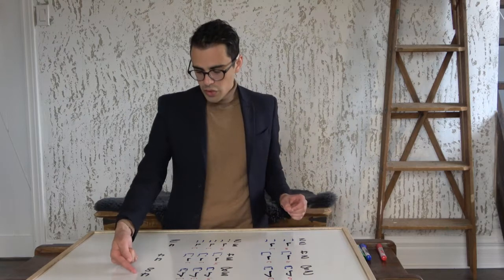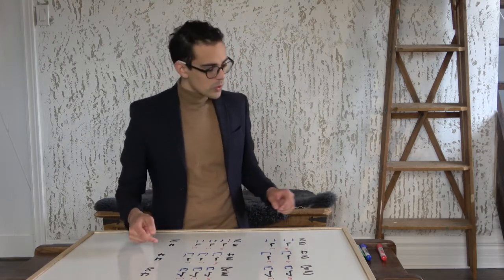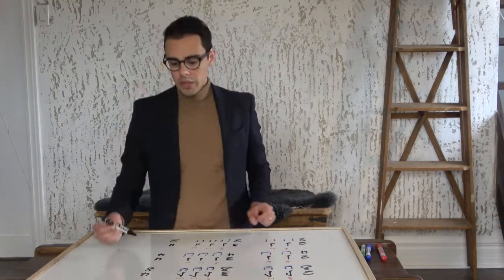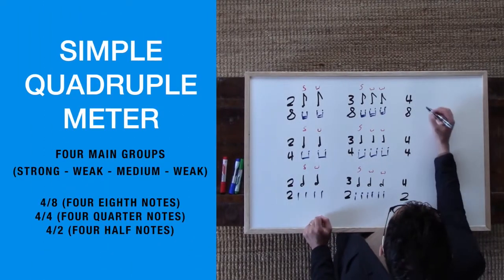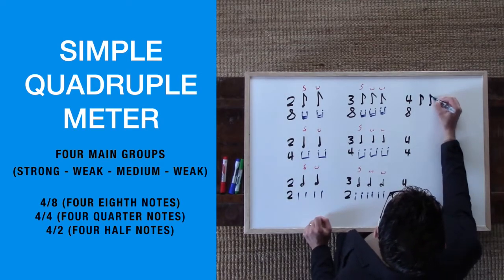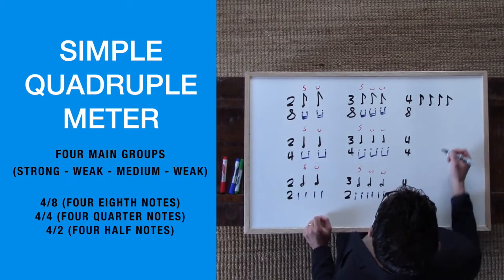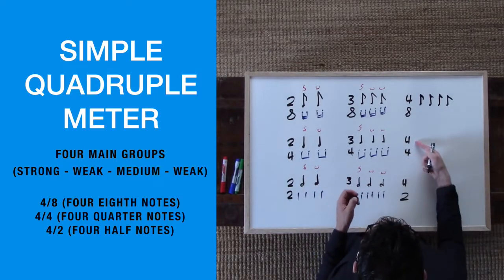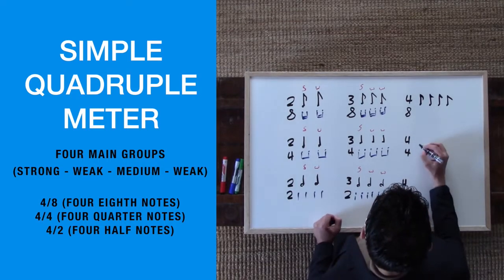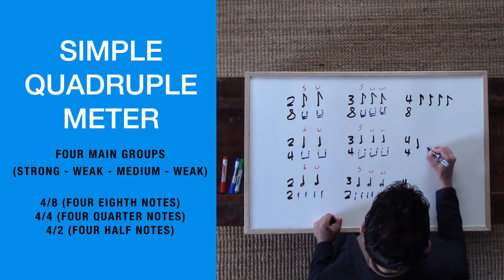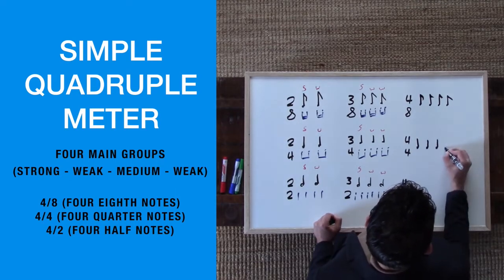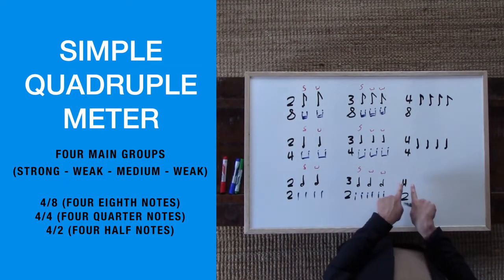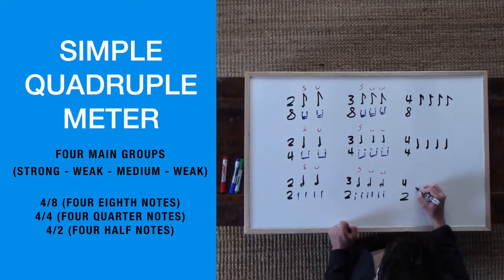Same thing. Top number represents the amount of beats, and the bottom number represents the type of note that gets the beat. So in the case of 4/8 time, there are 4 eighth notes in every measure. 1, 2, 3, 4. 4/4 time, there are 4 quarter notes in every measure. 1 quarter note, 2 quarter note, 3 quarter note, 4. 4/2, 2 represents a half note. There are 4 half notes in every bar.